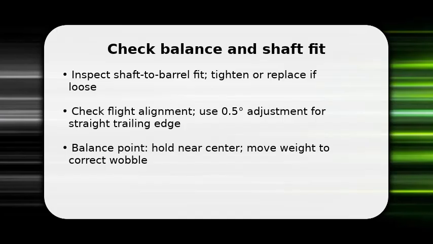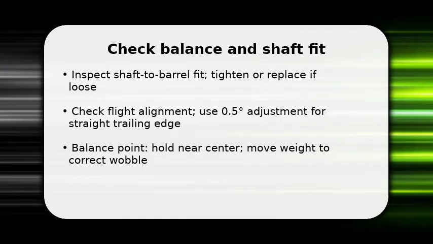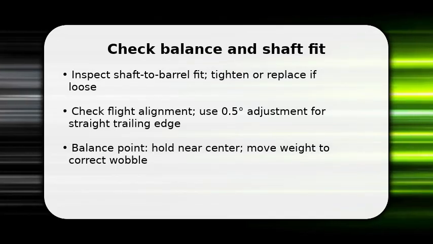You start by eliminating the most common causes, a loose shaft and unaligned flights. First, feel the shaft-to-barrel connection and tighten or swap in a snug replacement. Loose shafts cause end spin. Once done, align the flights so trailing edges form a straight plane. Small misalignments create rotation.